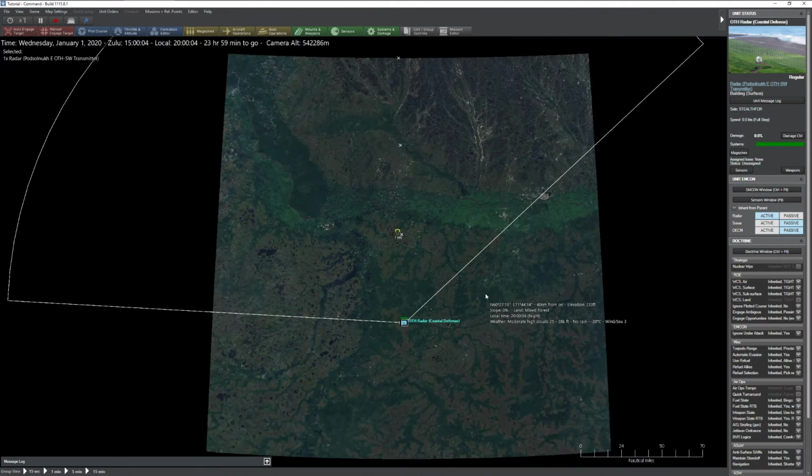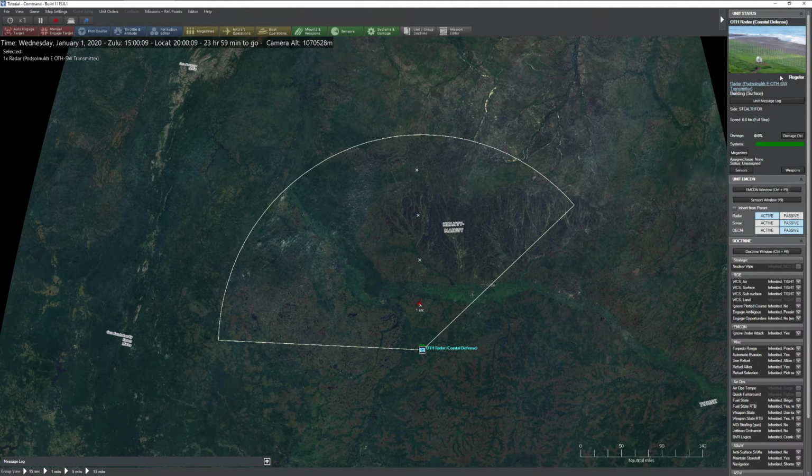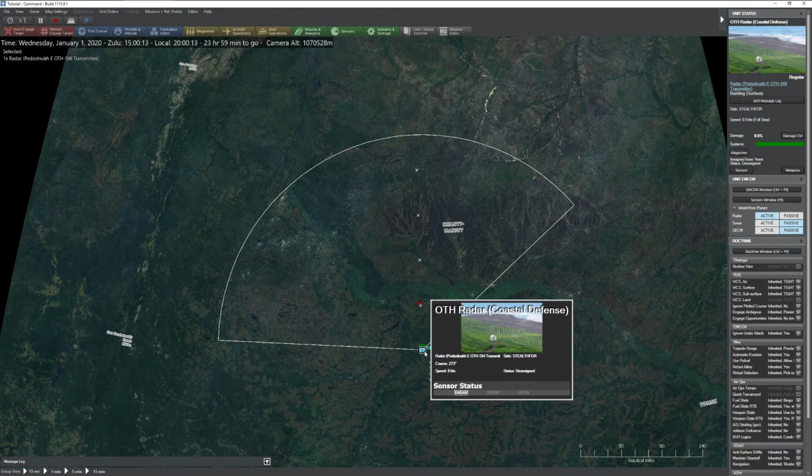Check this out. Look at the range on this radar. 242 miles. Now, keep in mind, this radar, as you can see from this picture right here, is huge. Look at how tiny that little building is. So it has the ability to actually look over the horizon to see targets.